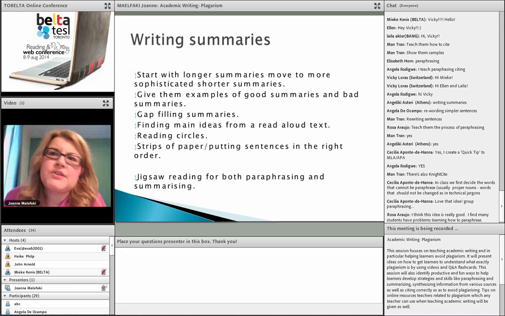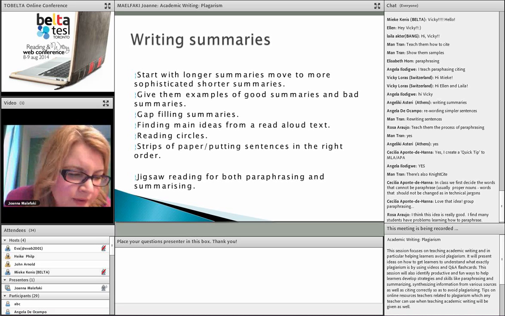And other tasks you can use, you know, you have a full text, then you have a summary. You can cut up the summary into strips of paper. You can tell them to put the paper in the right order or put the summary in the right order without even cutting it up. And finally, jigsaw reading always works well. So give one student half of a text, the other student the other half of the text. You get your students to make notes. Then you take away the texts. Don't let your students keep the text. You take away the text, and then you tell them to recreate, to rewrite, or to summarize the text together. So this is another thing you can do with your learners to help them.